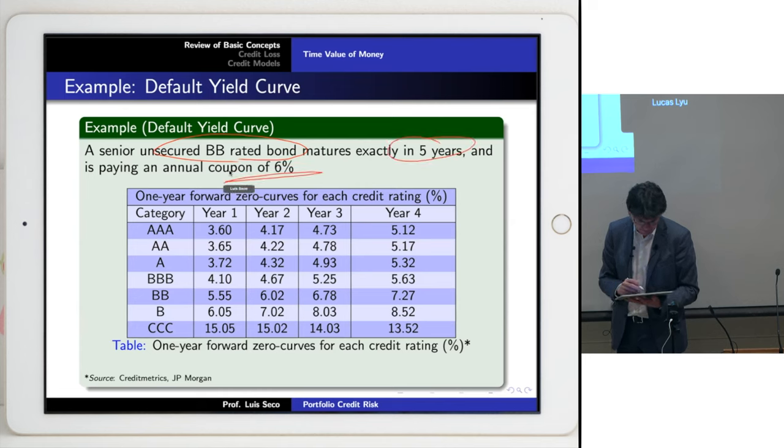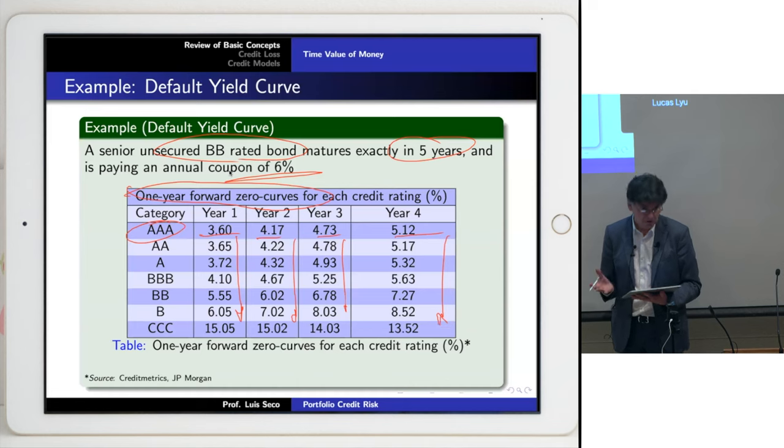It says, what I give here is the 1 year forward zero curves. Right? That means that for the AAA, these are the rates that they will pay. And as you can see, the rates are higher as the credit quality is lower. That's what you expect, right? So at least this is what we expect it to be. Where this matrix comes from or what it does for us, I'm not getting into that. Not yet.